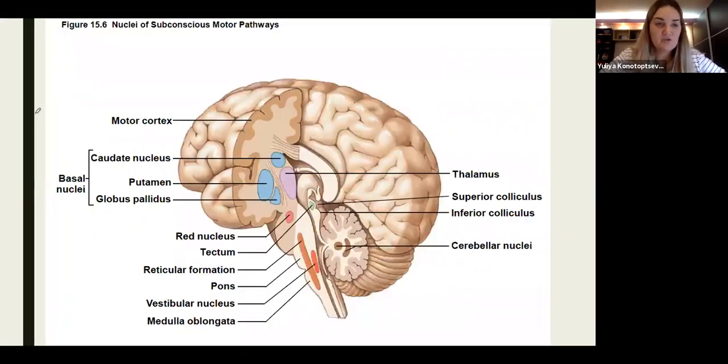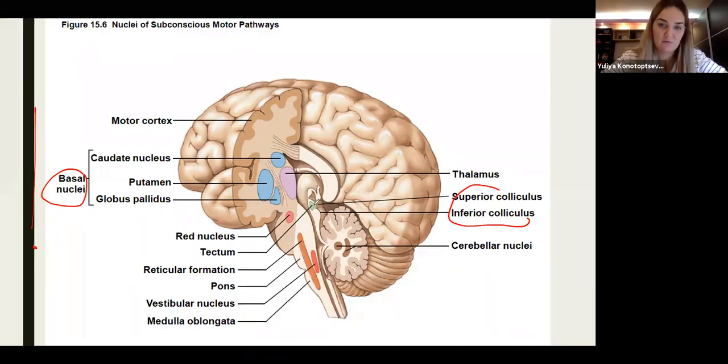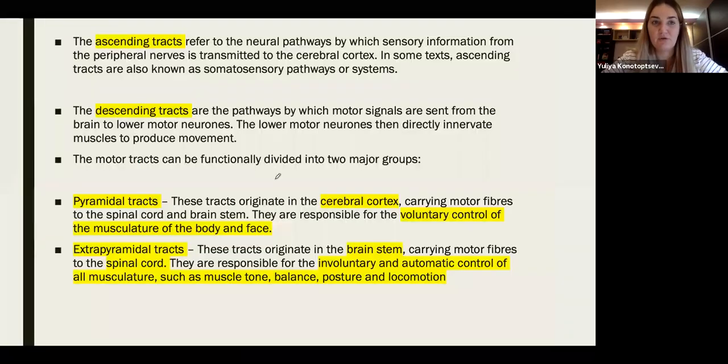Okay, this picture is for you, so you can start getting used to it. So spend some time on this picture. These are all the nuclei that are present in the brain, right? So we have the basal ganglia, we have thalamus. Take a look at the colliculi, right? Superior, inferior. You can see they're right next to the tectal area, red nucleus, pons, vestibular, cerebellum. So get used to this picture, because we will talk about them later.